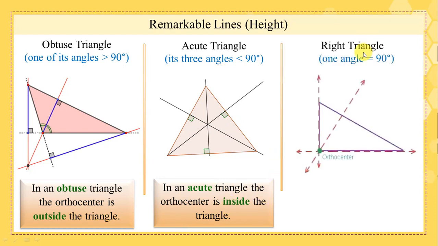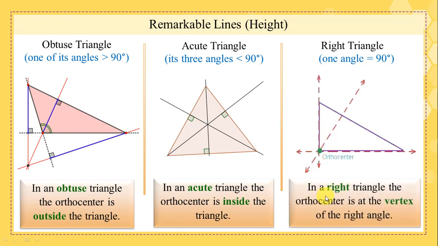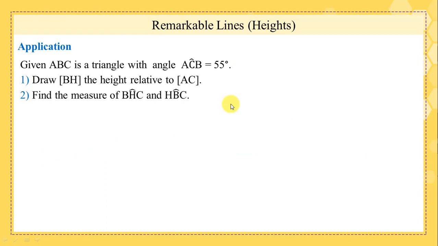In case of a right triangle, try to draw a right triangle and draw its heights. You will notice that the three heights meet or intersect on the main vertex of the triangle, which is the right-angled vertex. So in a right triangle, the orthocenter is at the vertex of the right angle.